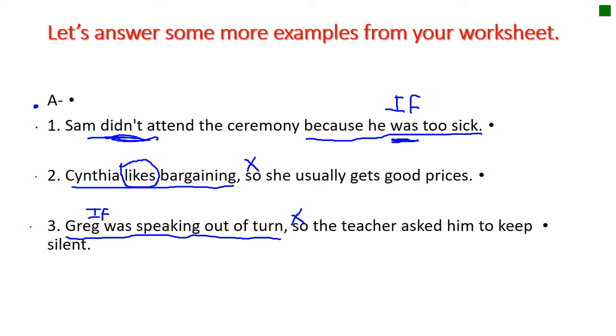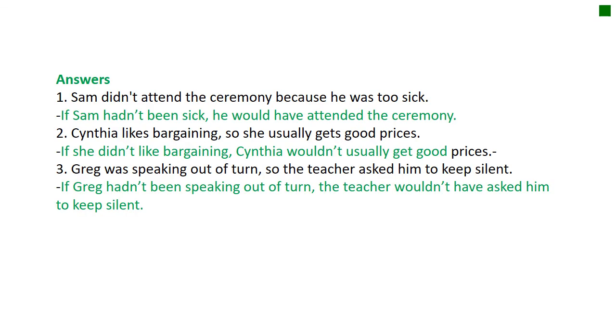Move down in the chart to the part with the past perfect and move straight forward. You would see that you need to write would plus have plus past participle. We need to add the not because this is in the positive. You need to put it in the negative. So, Sam didn't attend the ceremony because he was too sick. If Sam hadn't been sick, he would have attended the ceremony.